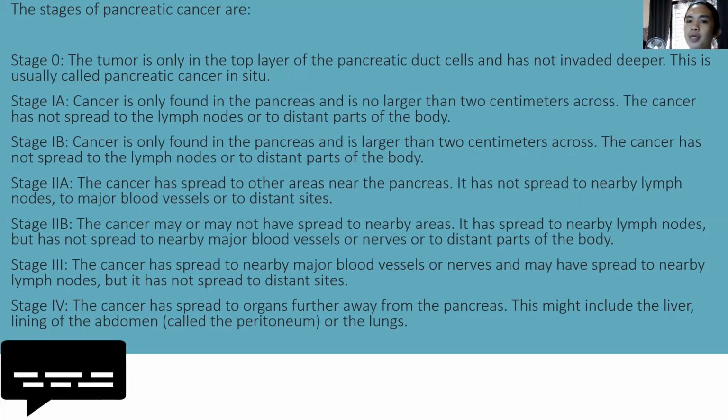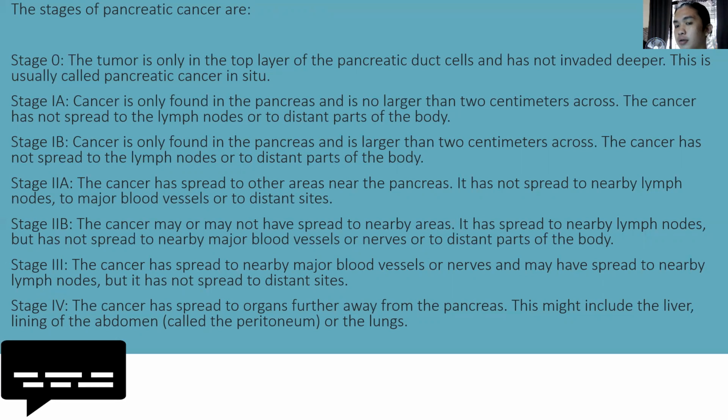In stage 2B, the cancer may or may not have spread to the nearby areas, but it has already spread to nearby lymph nodes, but still has not spread to any nearby major blood vessels or nerves or to any distant parts of the body. In stage 3, the cancer has spread to the major blood vessels or nerves and may have spread to nearby lymph nodes, but still not spread to any distant sites.